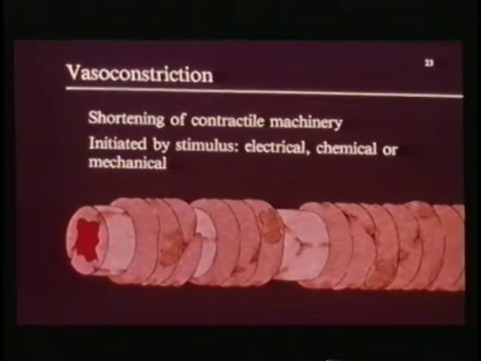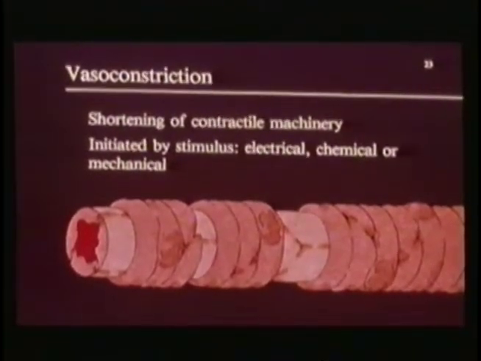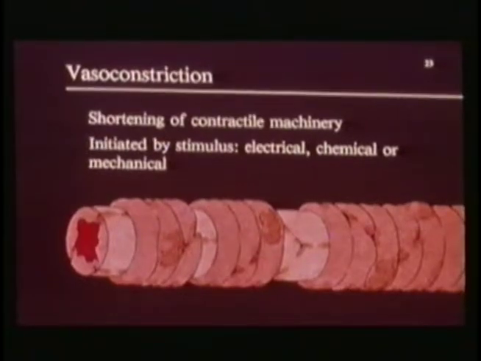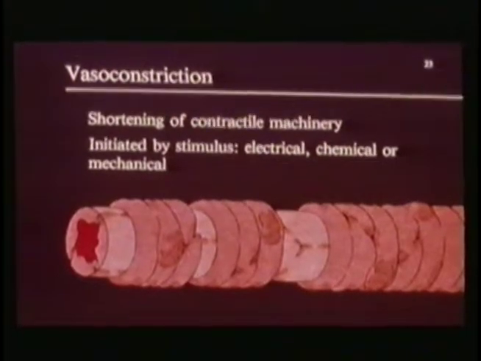23. Vasoconstriction comes about by active shortening of the contractile machinery in the smooth muscle cells. This shortening process requires energy and is initiated by a stimulus which may be electrical, chemical, or mechanical.